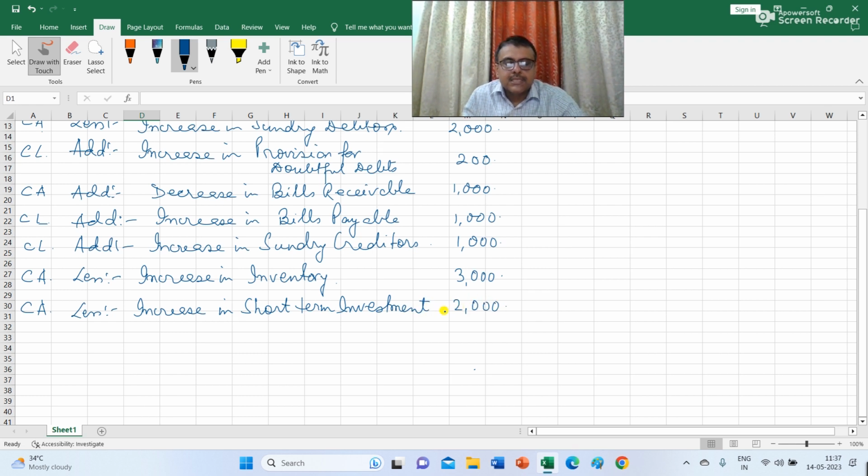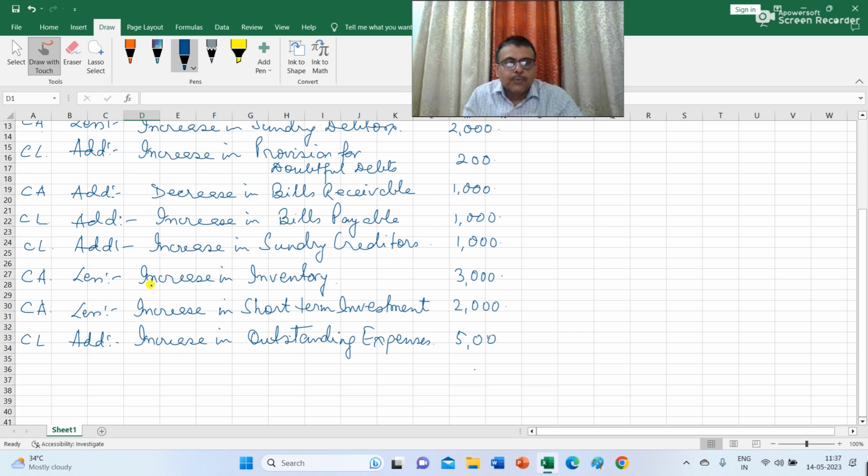Next item is outstanding expense. Outstanding expense is a part of your current liability. Since there is an increase in outstanding expense, we have to add back. So add increase in outstanding expenses, and the amount is for rupees 500.